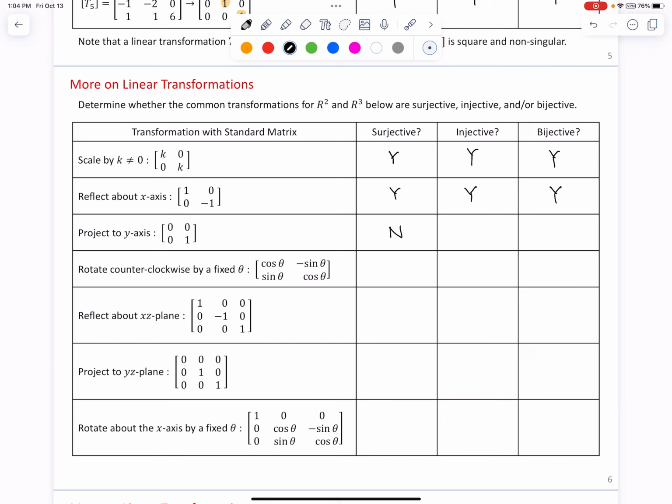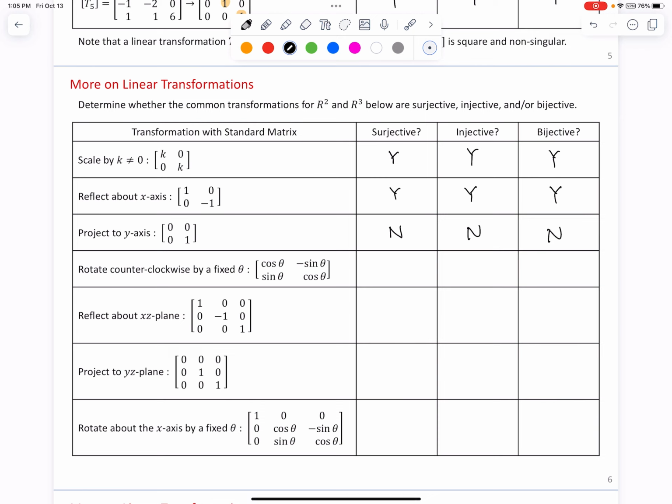Also, this transformation is not injective, because if you take the vector in the range 0, 2, that's on the y-axis, there are infinitely many preimages. The vector 1, 2 will map to 0, 2. The vector 2, 2 will also map to 0, 2. The vector 3, 2 will also map to 0, 2. So there are infinitely many vectors that will map to 0, 2. So this is not injective, and also not bijective.